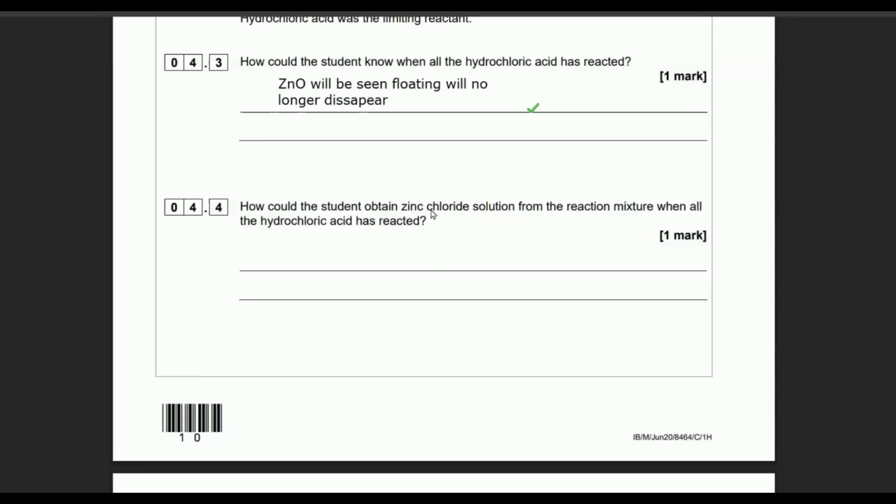How could the student obtain zinc chloride solution from the reaction mixture when all the acid was reacted? So if we want to get zinc chloride solution from the reaction mixture, now they're not saying zinc chloride, they're saying how do we get that aqueous solution of water and zinc? So what we're going to have to do, we're going to filter. Now I know some of you will say evaporate the water and you'll have mashed that one up, but that's just life. Don't overstress. So we're going to filter, and that will give us the zinc chloride solution. So the answer here, folks, is filtration.